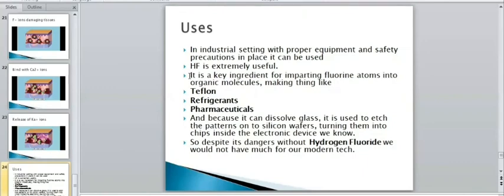Now, as nasty as hydrogen fluoride might sound, a world without hydrofluoric acid would be pretty miserable.